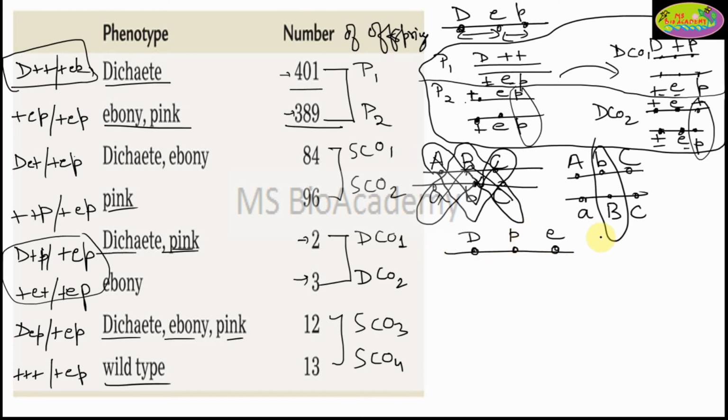Now we found out the sequence of the genes, right? The next step is to find the distance between these genes. You have to find the distance between the D and P genes, and then the P and E genes. So first let's find the distance between the D and P genes. To find the distance there is a formula. The formula is the number of recombinants produced by recombination of D and P genes divided by the total number of offspring, multiplied by 100.